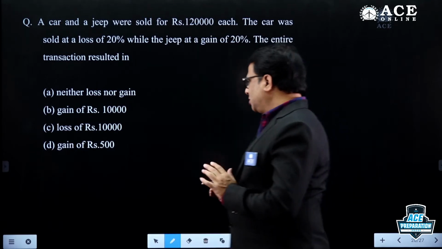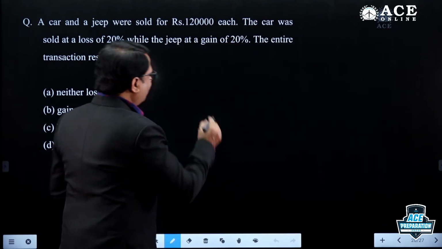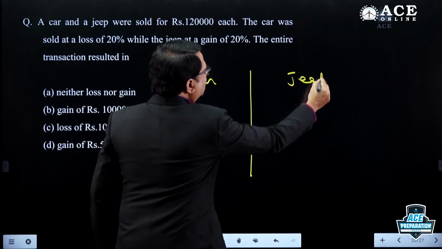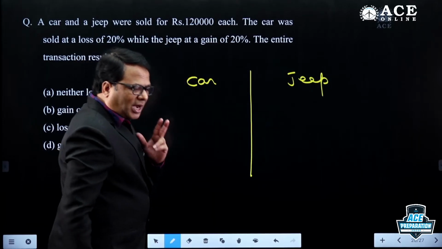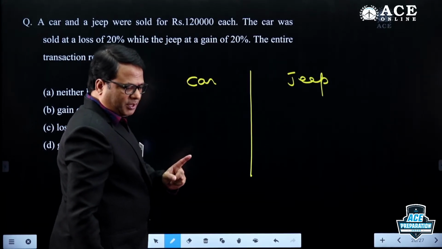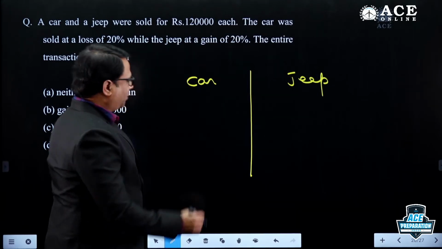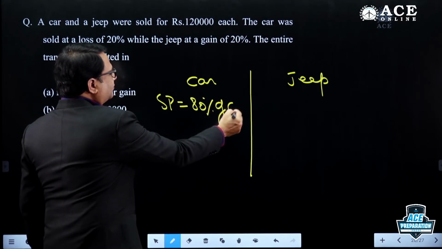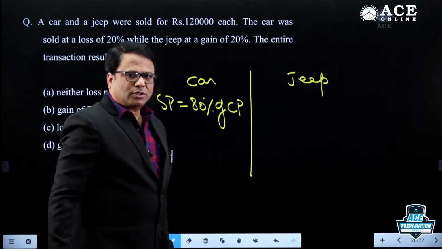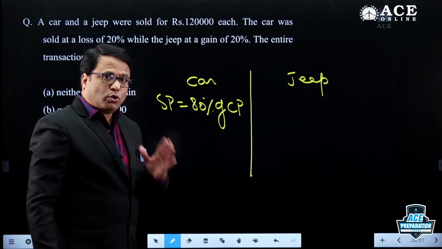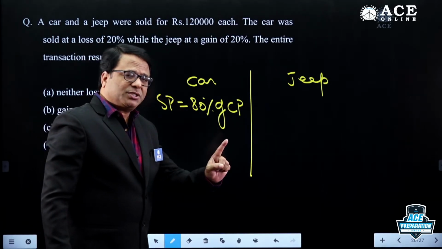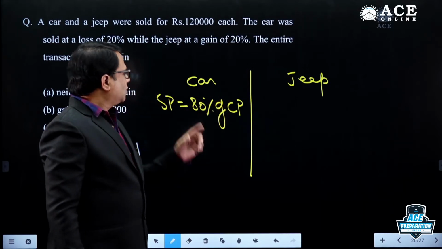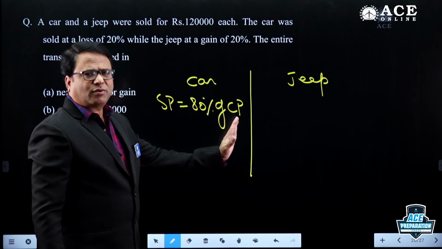Now, first let us do the calculations about the car. So I write here car and then jeep. Now, in case of car, there is a loss of 20%. Now, when loss is 20%, I can write the selling price as 80% of cost price. Because I told you, if there is a loss of P%, selling price can be written as 100 minus P% of cost price. So, selling price is written as 80% of cost price.